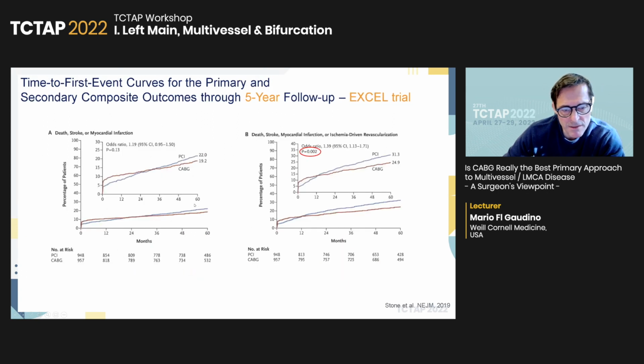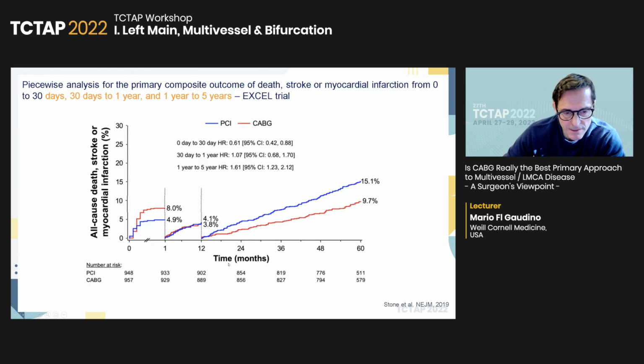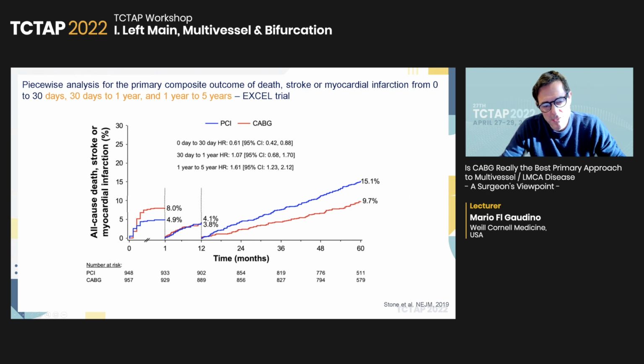So when the EXCEL investigators used a primary composite outcome that did not include the repeat revascularization, there was no difference between the two treatment modalities. When repeat revascularization was included, surgery did better. I think the EXCEL investigators with this time-segmented analysis really beautifully illustrated the difference in time horizon between the two modalities. Again, with surgery, you pay a higher upfront risk, and then you have a long-term benefit for those patients who are fit enough to live to see the benefit of surgery.